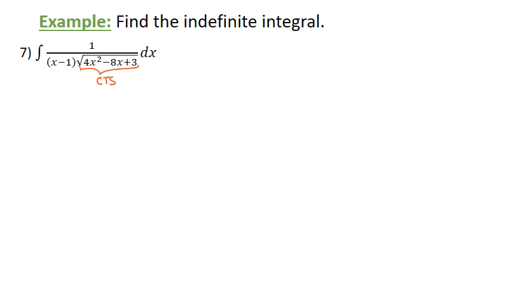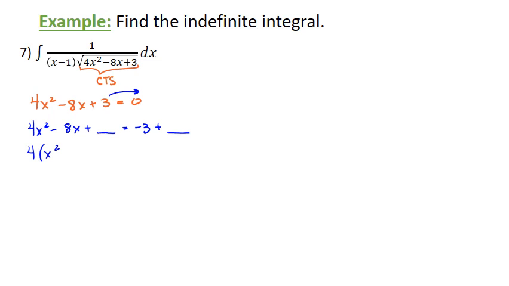So if I complete the square on this, I have 4x squared minus 8x plus 3 equals 0. Okay, so here's how we are going to complete the square. Remember, if I complete the square, I want the x's on one side, so I'm going to move this 3 over. So I have 4x squared minus 8x plus a special number is equal to negative 3 plus a special number. I want the coefficient here to be 1, so I'm going to factor out a 4.